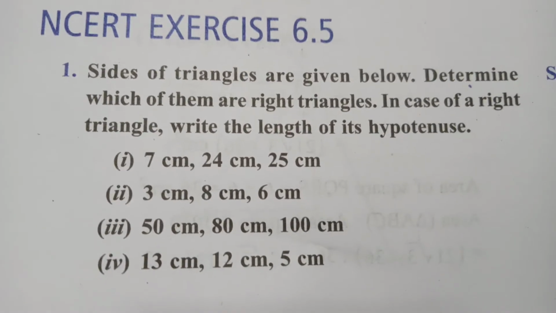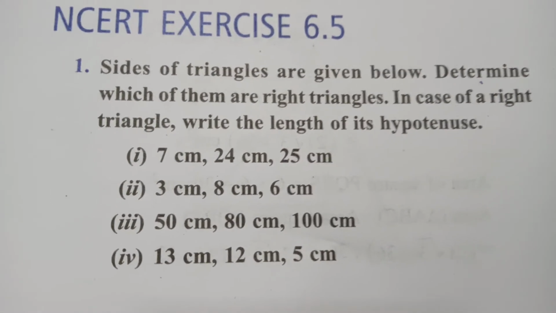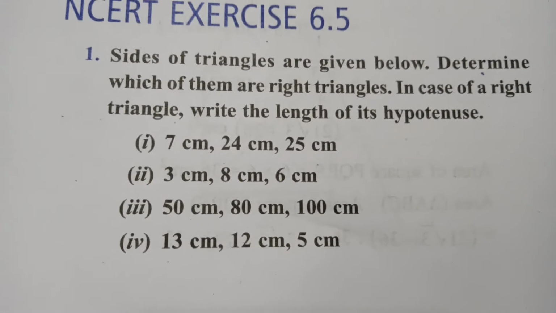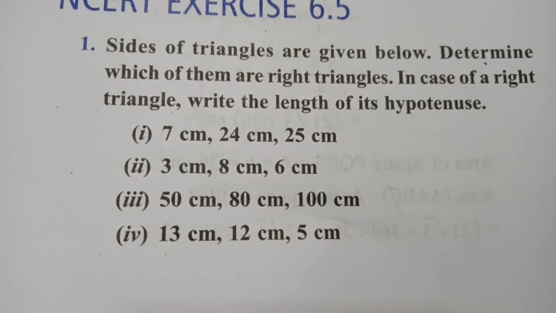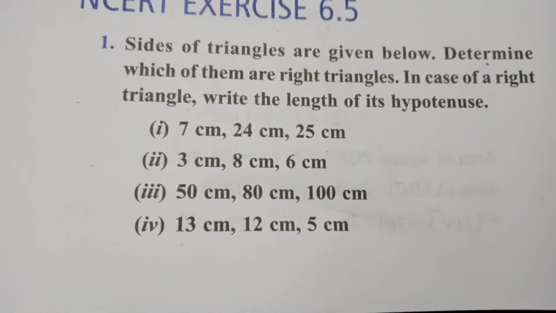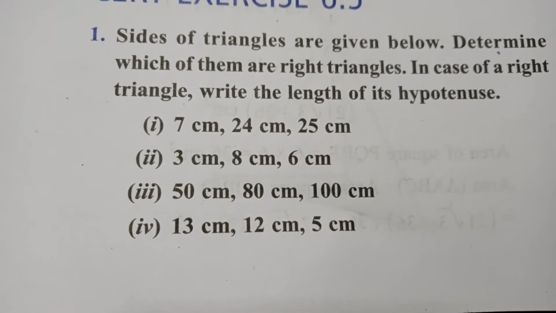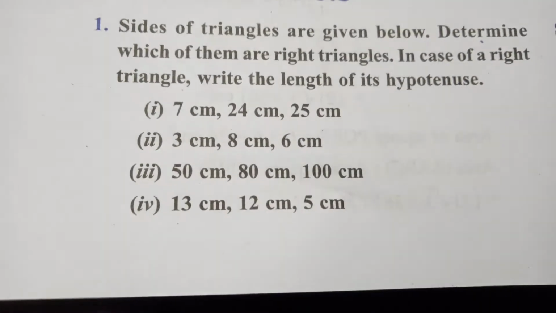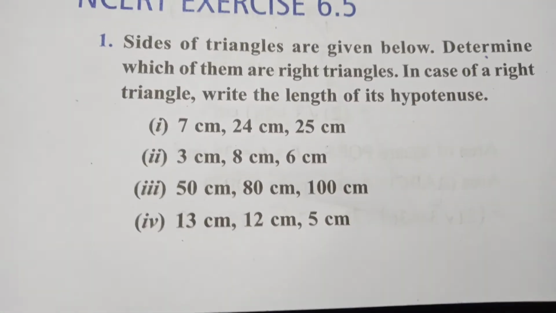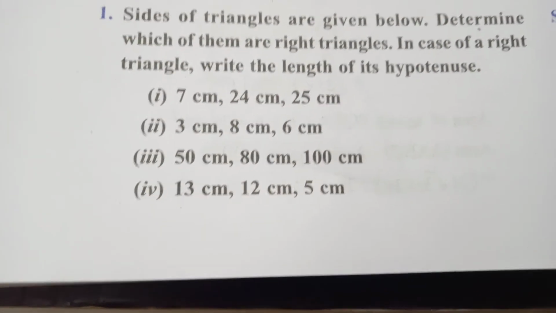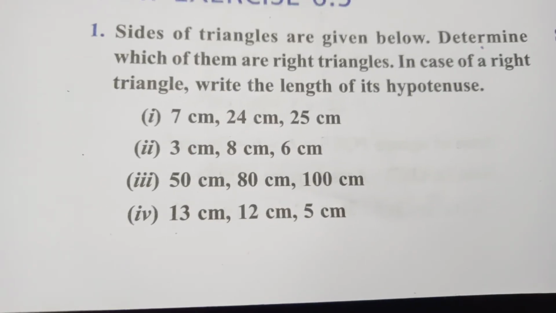Exercise 6.5, question number 1. Sides of triangles are given below. Determine which of them are right triangles. In case of right triangles, write the length of the hypotenuse. So there are 4 questions. We have to identify whether they are the sides of a right triangle or not. If they are, then write the length of the hypotenuse.